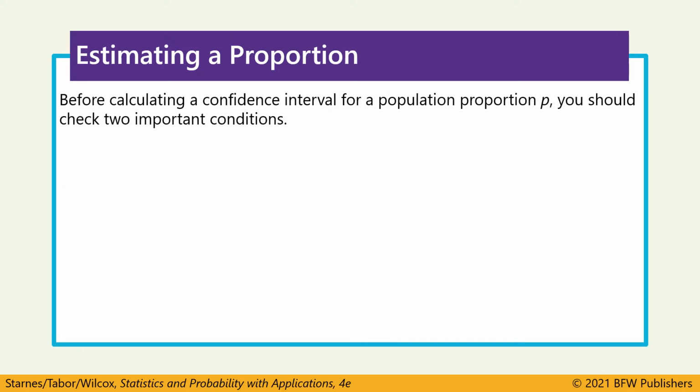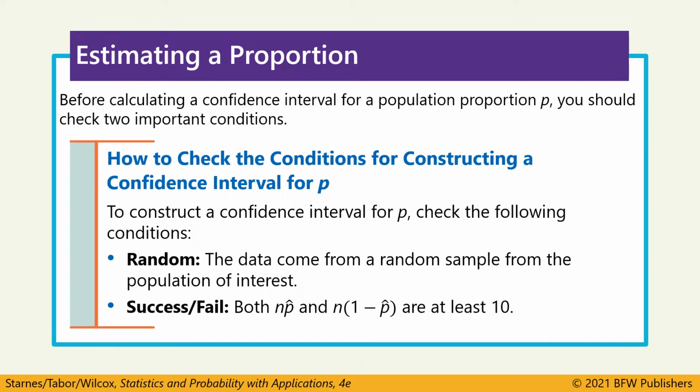The first step we take before we create the actual interval is to check the conditions. The first condition is that we have data that comes from a random sample from the population of interest. This includes checking the 10% condition, which we checked with sampling distributions, and the fact that our sample is less than 10% of the population. Then we check the success-fail condition, which we also checked with sampling distributions, where both n p hat and n q hat, the book will denote q hat as 1 minus p hat, are at least 10.